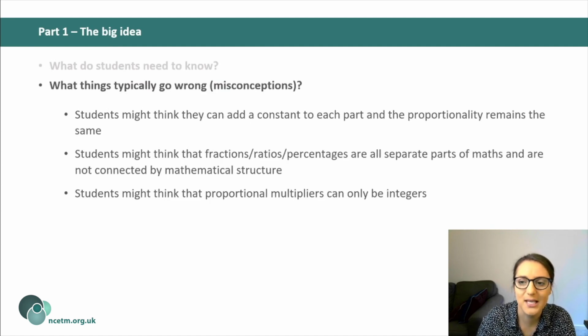So what things typically go wrong? Well, lots of my students had at least some of these misconceptions. Students might think that they can add a constant to each part and that doesn't affect the proportionality, when we know it does. Some students might think that fractions and ratios and percentages are all separate bits of maths and that they're not connected by the same underlying mathematical structure. And students might think that proportional multipliers can only be integer.